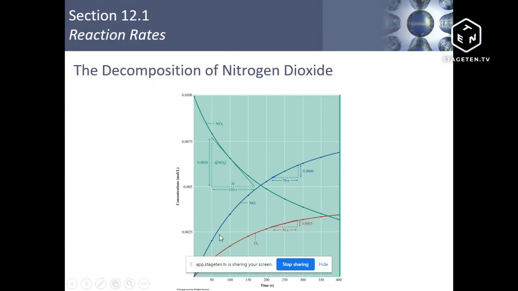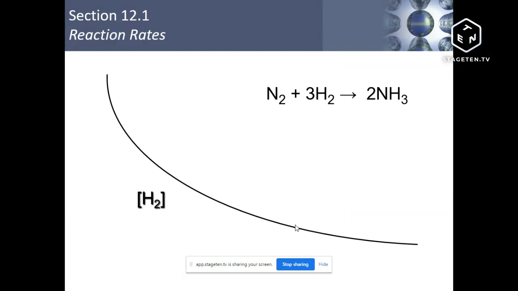Okay? But notice the slope, right? Notice the slope of this line versus the slope of that line, the absolute value of the slope, would be the same because the rate at which we lose NO2 is equal to the rate at which we gain NO. But notice that we only gain O2 at half the speed, at half the rate, right? Does that make sense? Okay.